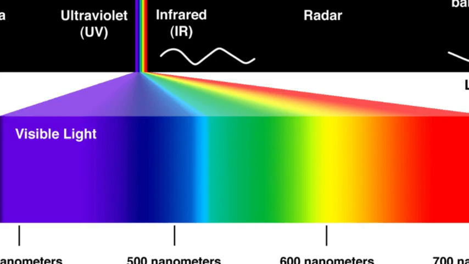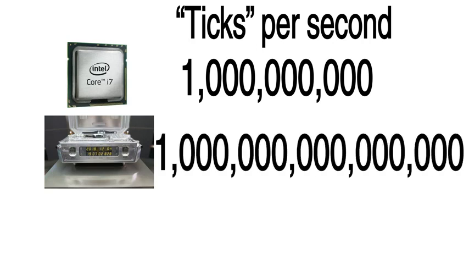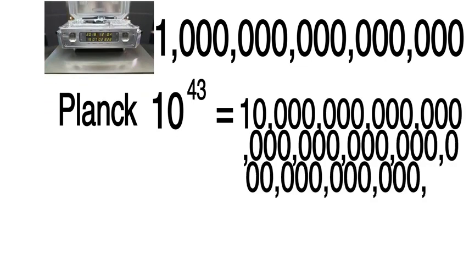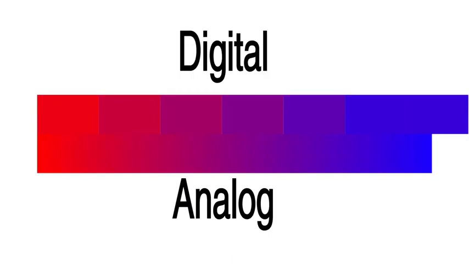The most advanced computers can keep track of time down to billions of ticks per second, but atomic clocks put this to shame with quadrillions of ticks per second. While the shortest possible amount of time, a Planck length of time, fits into 1 second 10 to the power of 43 times. The point is that on any kind of digital spectrum, be it color, sound, or time, no matter how specific it is, if you zoom in far enough, you eventually see blocks.